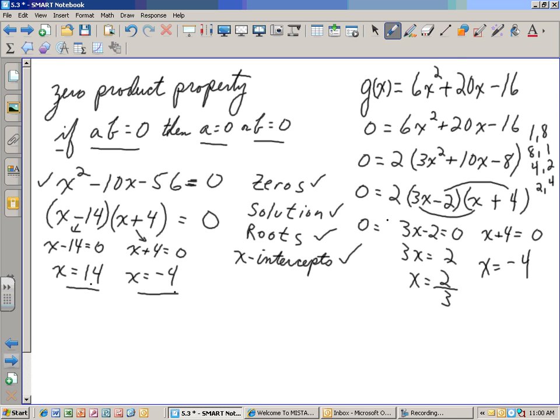That's two places where it crosses the x-axis. The 2 on the outside, in this case, it doesn't matter. 2 cannot equal 0.